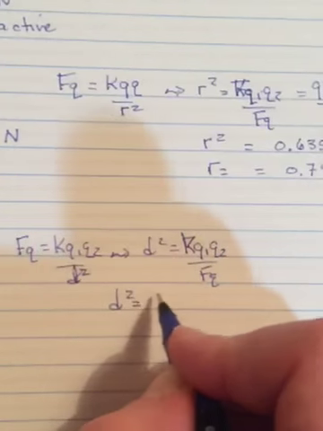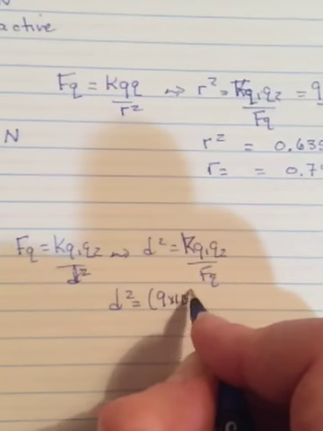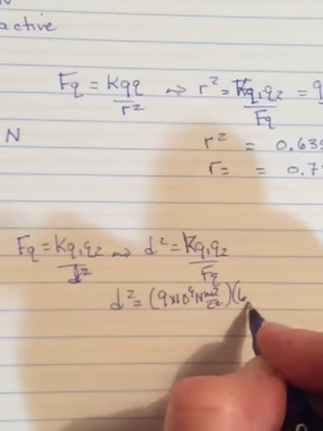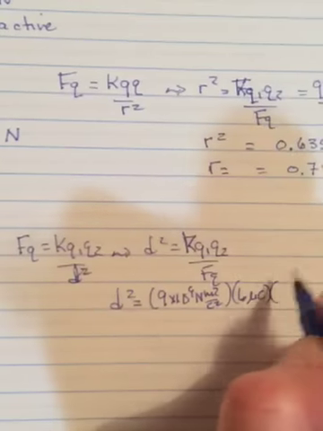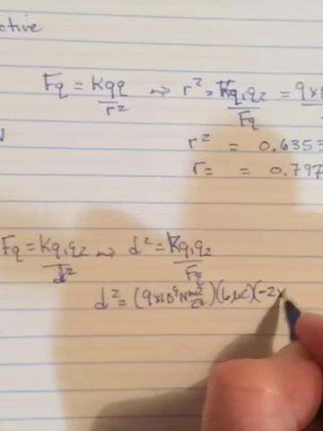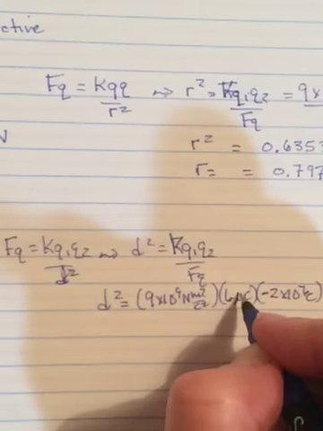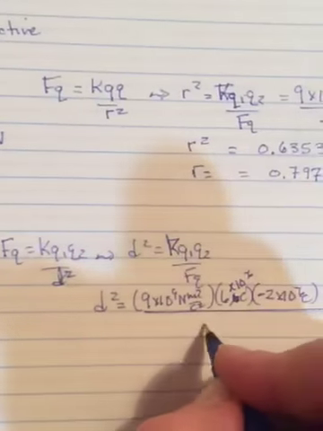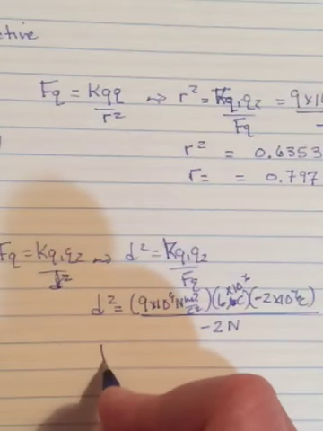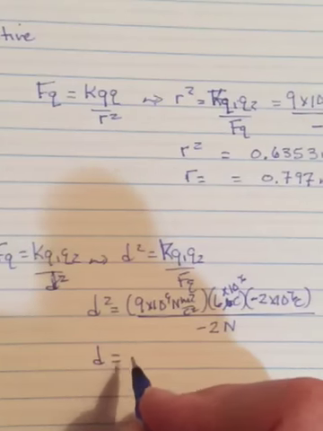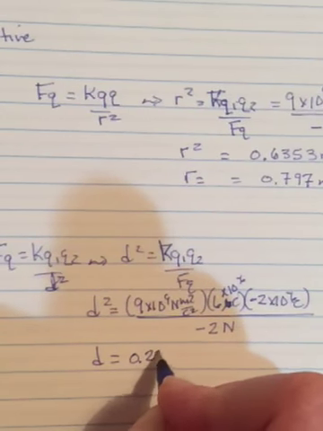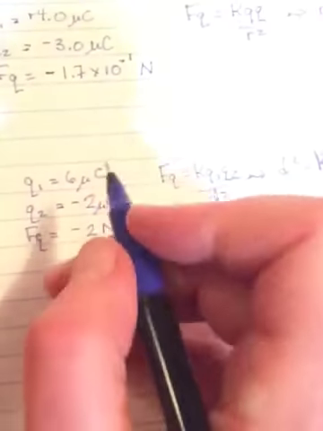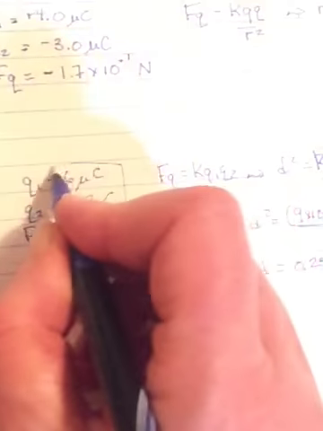So d squared is equal to 9 times 10 to the ninth Newton meter squared per coulomb squared, positive 6 microcoulombs, whoops, that's really negative times 10 to the negative 6 coulombs, so make sure you type in negative 6 here, and then over negative 2 newtons. Don't forget to take the square root, and when you do, you get 0.2324 meters.